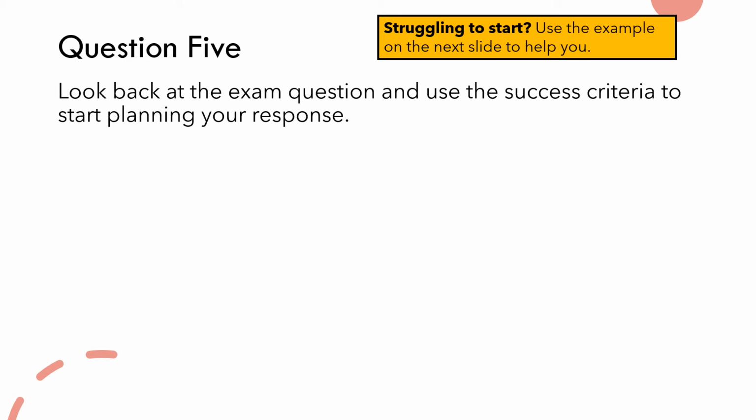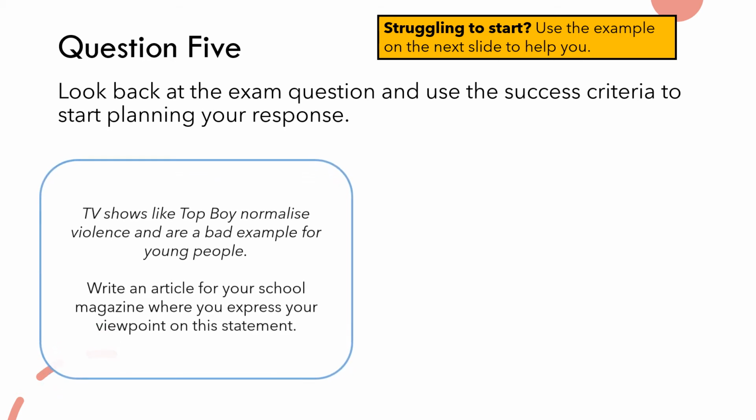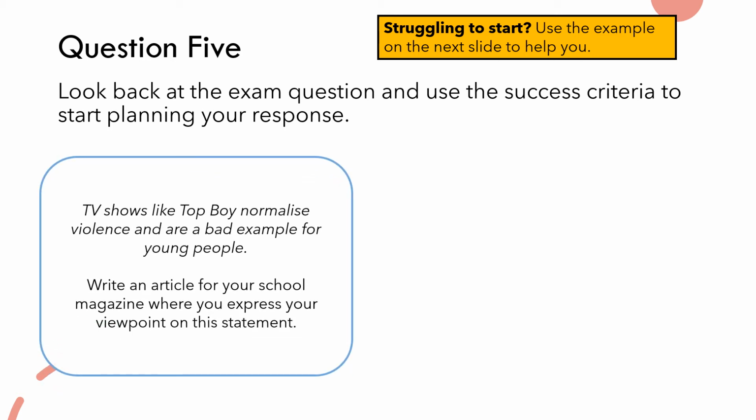Look back at the exam question and use the success criteria to start planning your response. So if we think back to the question that we looked at earlier, TV shows like Top Boy normalise violence and are a bad example for young people. Write an article for your school magazine where you express your viewpoint on this statement.